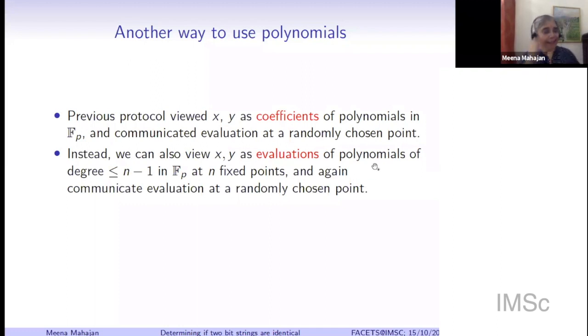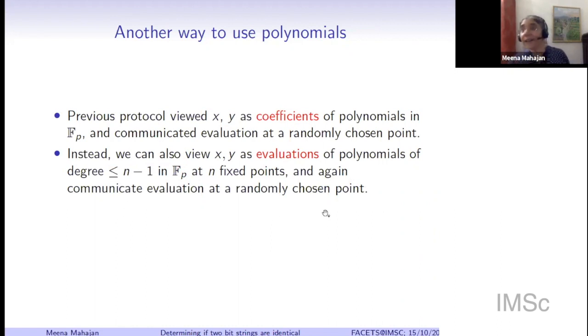So Alice has this x0 to xn minus 1 and says, okay, imagine a degree n minus 1 polynomial capital A, which I don't even know what it is, but this is a polynomial which on input 0 evaluates to x0, on input 1 it evaluates to x1, on input 2 it evaluates to x2, and so on. Think of the bits of x and y as evaluations of the polynomials. And again, communicate the evaluation at a randomly chosen point.